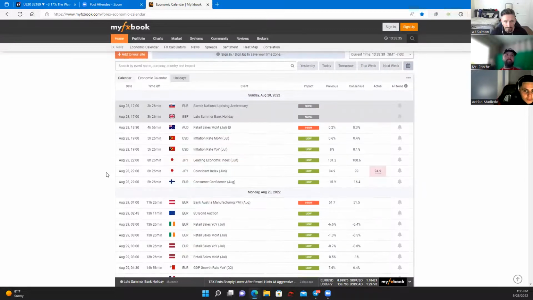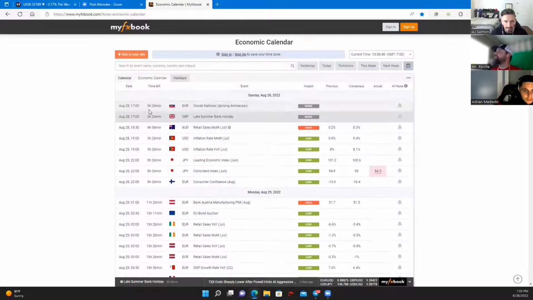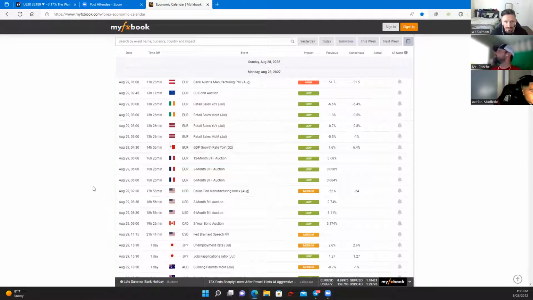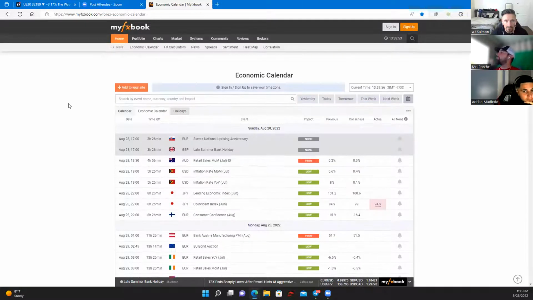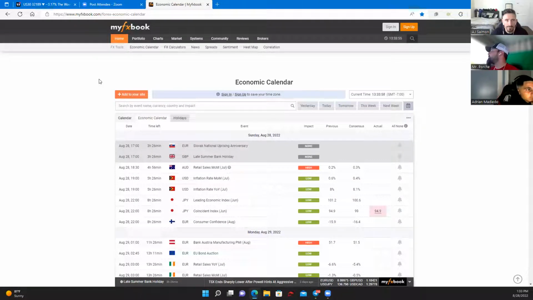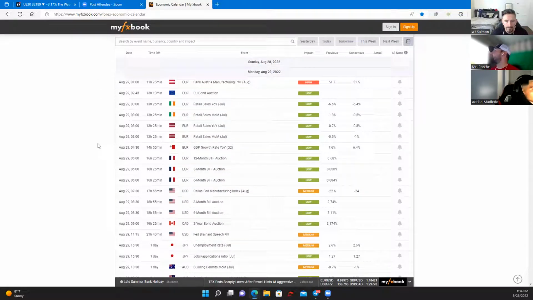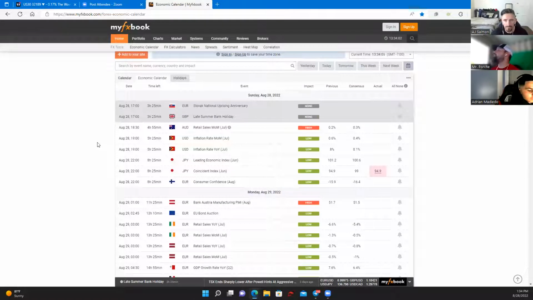I have that app on my phone, man. I'm always looking at it. Yeah, it was this Fed manufacturing, 3-month bill auction, 6-month bill auction. Where did you go to see all that? Oh, the economic calendar. I use Forex Factory on my computer and then my FX Book on my phone, on all 6 of my screens.